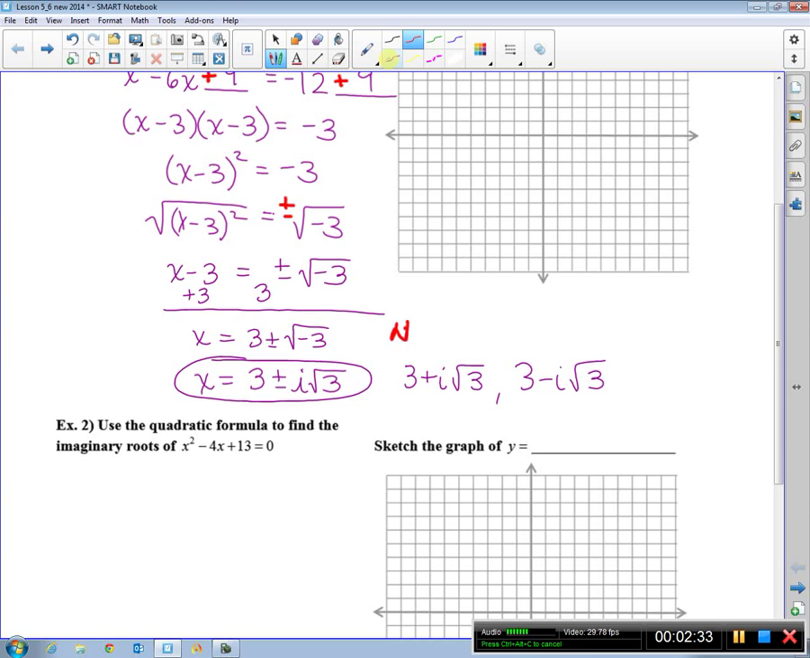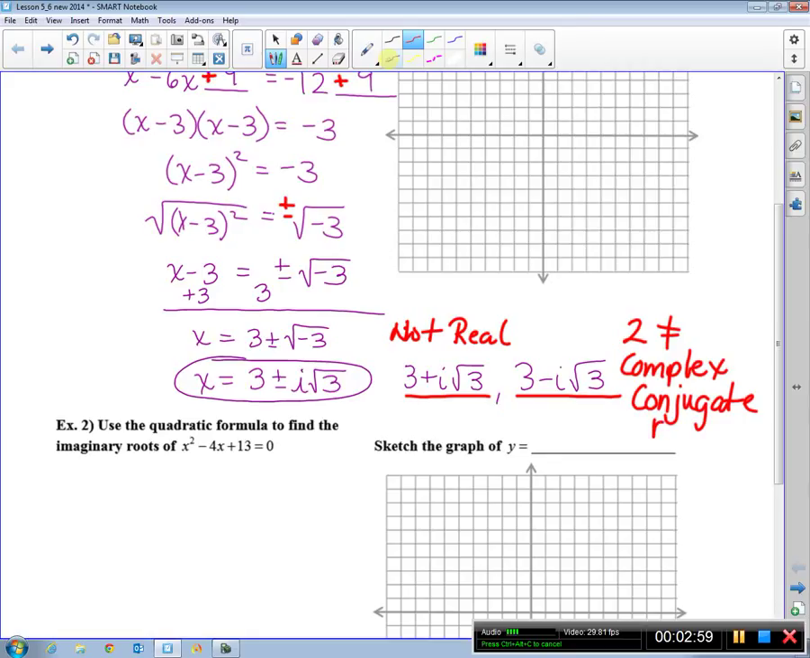Notice they are not real. That means they will not cross the x-axis. We will not be able to point at them and say, there are the roots. What they are are complex numbers. What we have are two unequal, complex, conjugate roots. They are conjugates of each other, which is kind of cool.